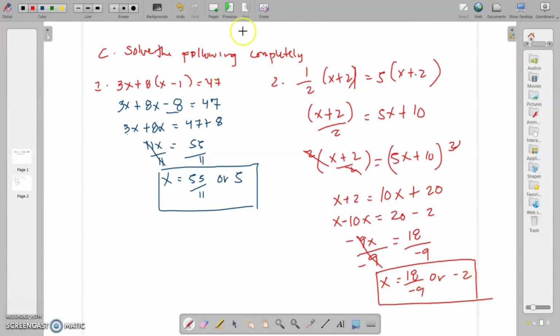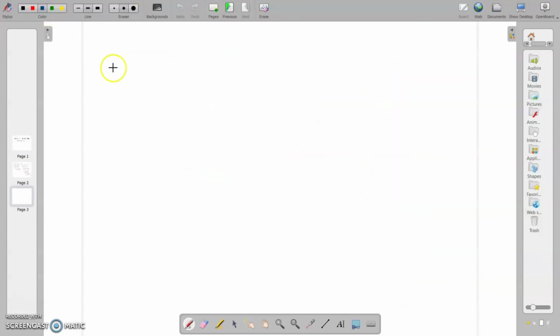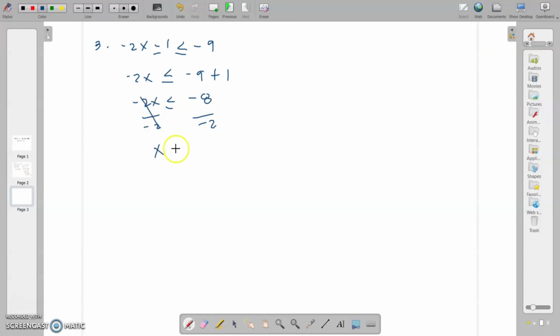Next, number 3. So 2x minus 1 is less than or equal to negative 9. Combining like terms, so negative 2x, negative 1 transposed to this side, maging positive, less than or equal to negative 9 plus 1. So negative 2x is less than or equal to negative 8, over negative 2 over negative 2, x is greater than or equal to negative 8 over negative 2 or positive 4. So x less than or equal to 4.